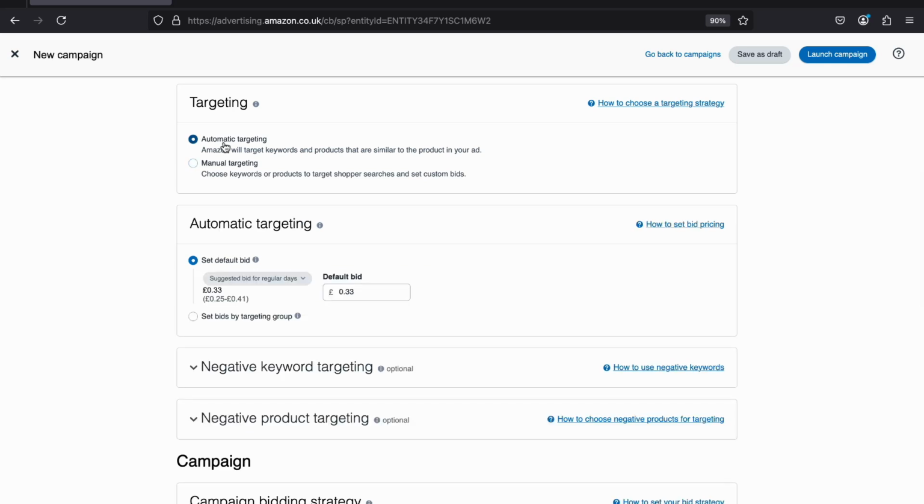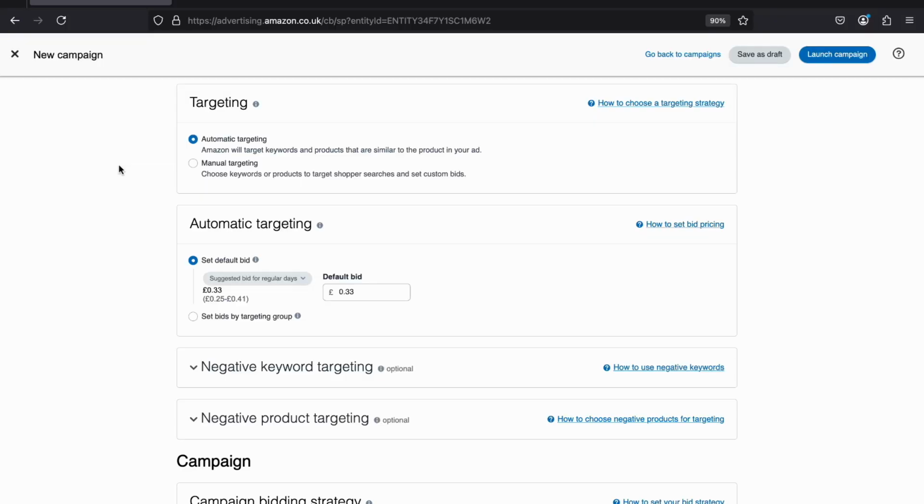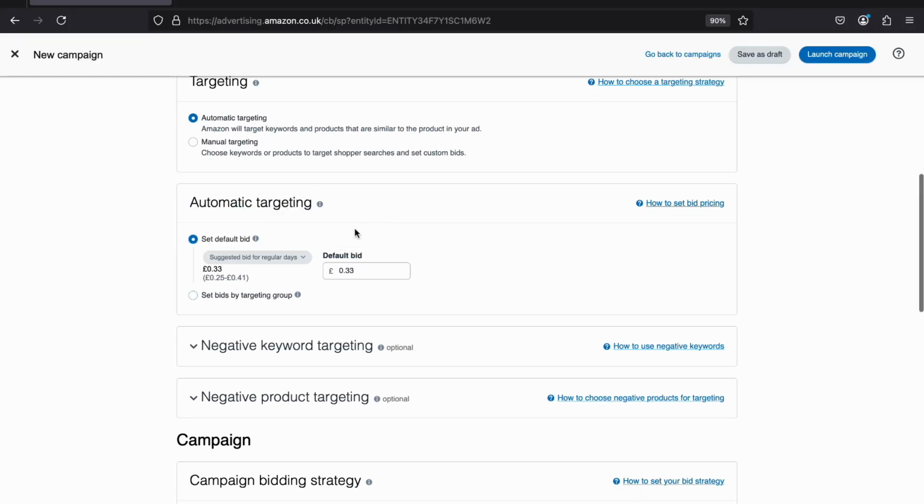As I showed you in this video, I'm only going to focus specifically on automatic targeting because this is the simplest and the easiest thing to understand. So we're going to start with automatic targeting. And then it comes to setting your default bid, as I showed you earlier on in the slides. So Amazon will recommend you a default bid range in which to go into. It's saying here, based on my book, I should have a default bid of between 25 pence and 41 pence with a recommended bid of 33 pence.